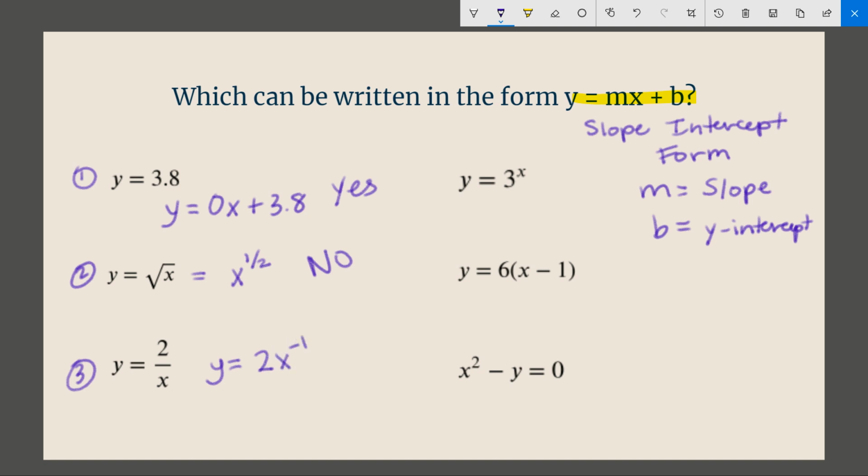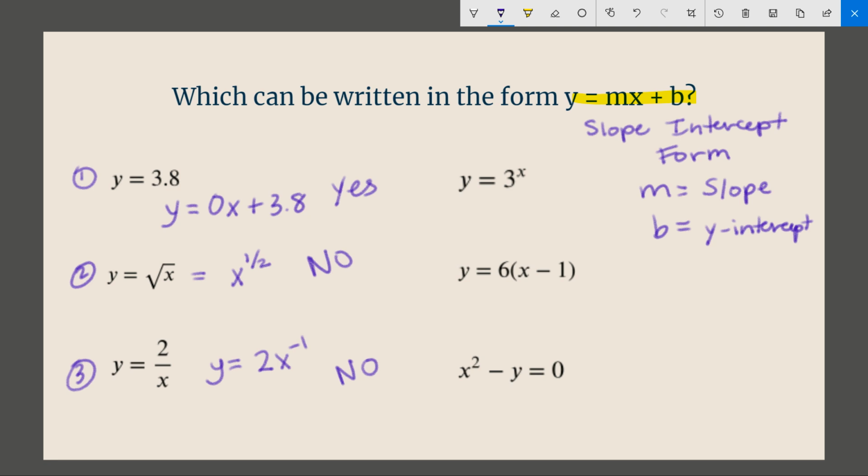If you can remember exponent properties from last year, you learned that when you have negative powers on the x, it means that you reciprocate it, or put it in the bottom of the fraction, or flip it. And again, what I was saying earlier, if x has a power other than a positive 1, it's not going to be linear. So this is a no as well.